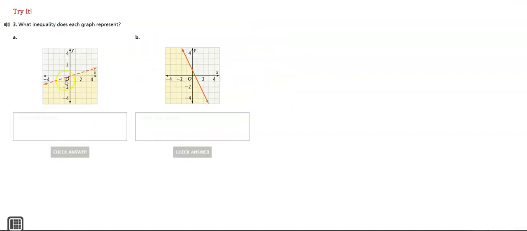So give it a try yourself. Remember, your first step is to find the equation of the boundary line. Second step is then to identify, is it going to be greater than, less than, or greater than or equal to, or less than or equal to, depending on the line. And then look at where the graph is shaded. That will tell you if it's going to be a greater than or a less than inequality.